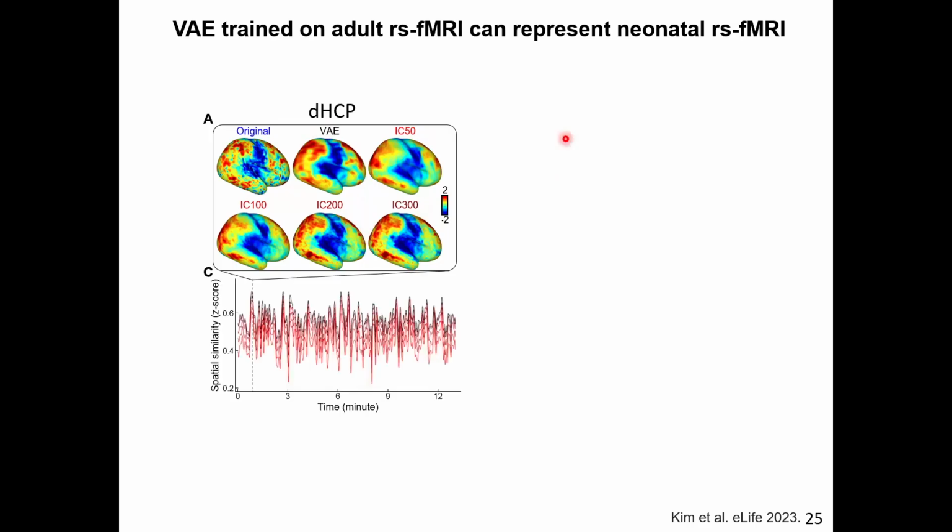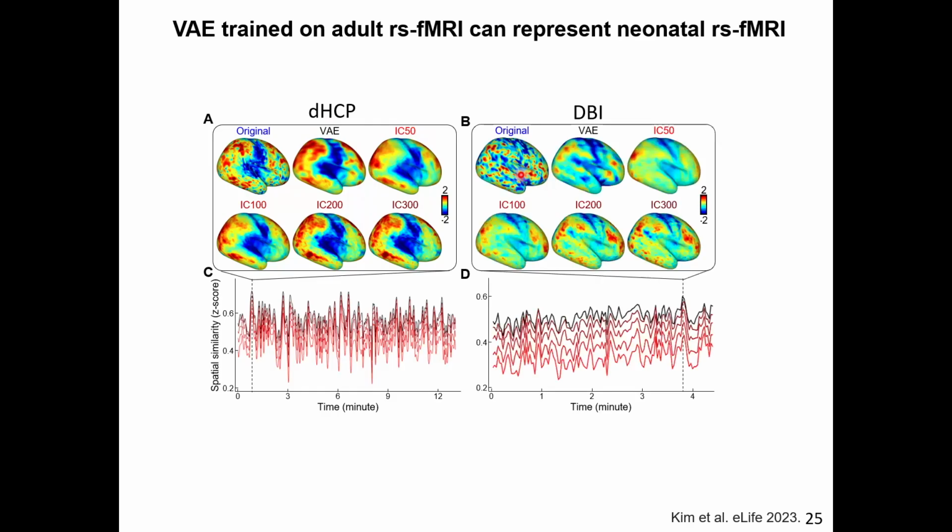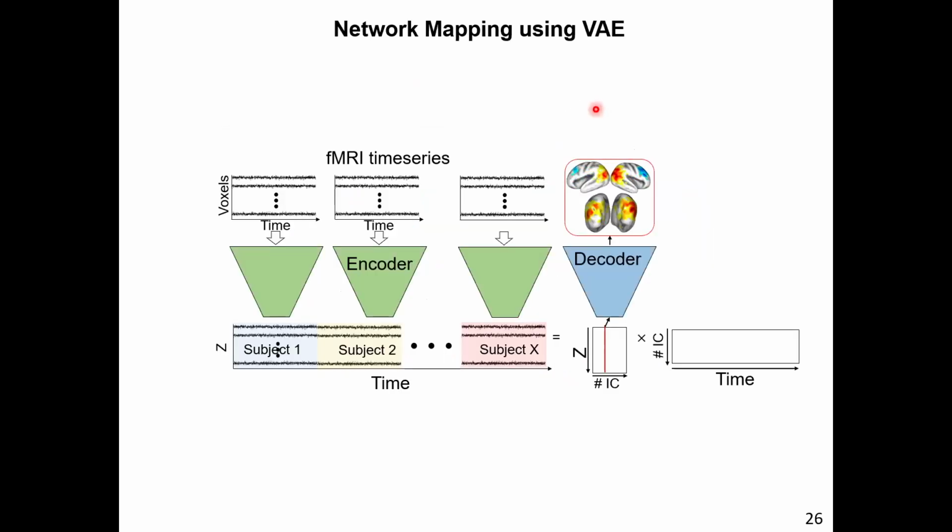But surprisingly, the VA model showed the best reconstruction performance, suggesting that the VA model, which was trained on adult fMRI data, can still be useful for understanding newborn resting fMRI data. This was the case not only for the DHCP but also for the DBI data sets. Although we need more data sets to validate the usefulness of the VA model, I think this is a very interesting result I wanted to share.